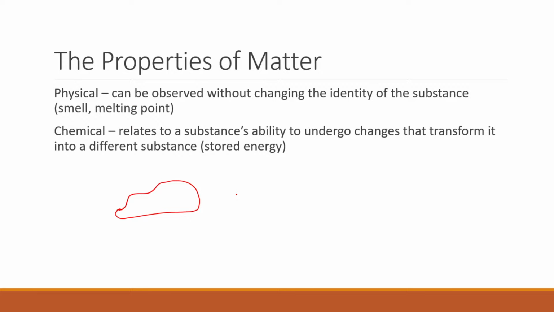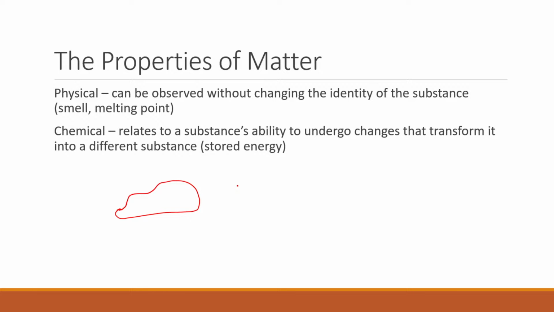Physical properties are the things that you can observe without changing the substance, right? So I see this rock and I say, this is a white rock with a red outline. That's a physical property of the rock. The color of the rock is a physical property. It doesn't change and become a green rock once I make that measurement. It doesn't change and become a bird when I make that measurement, right? Measuring the color of this rock is not going to change the rock.